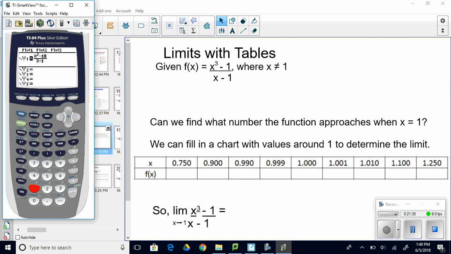And then the other thing is you need to know how to change your table so it counts by something other than 1.